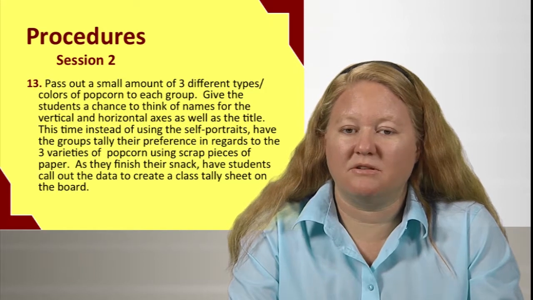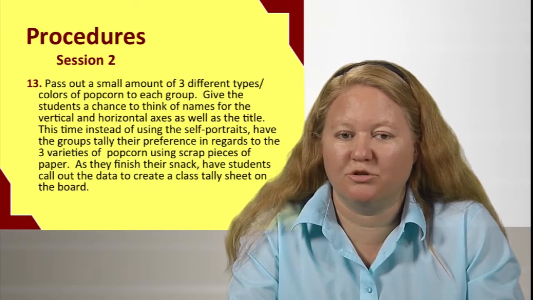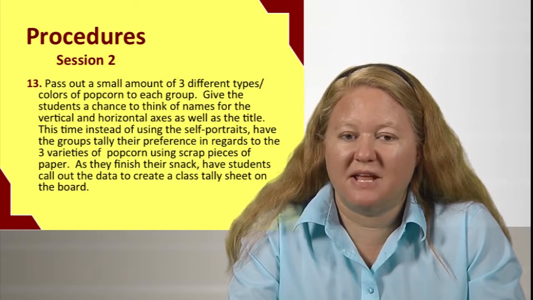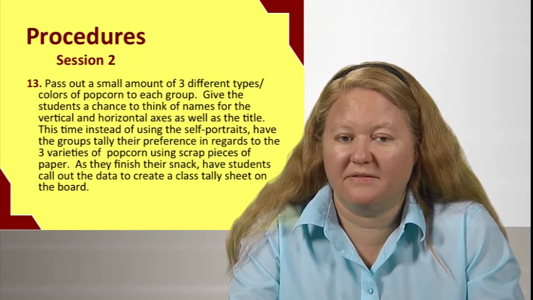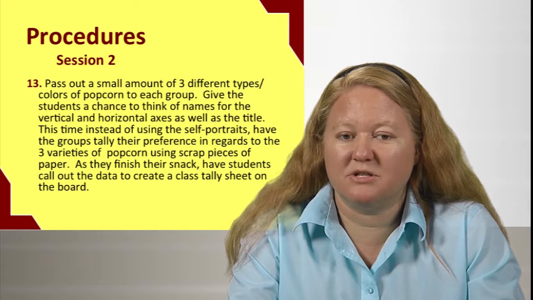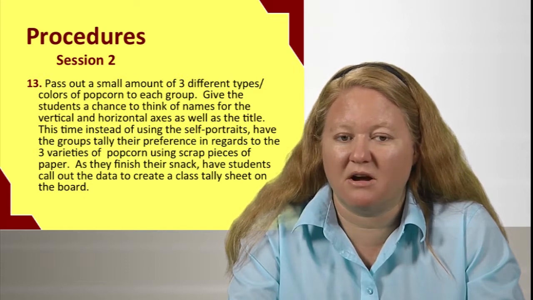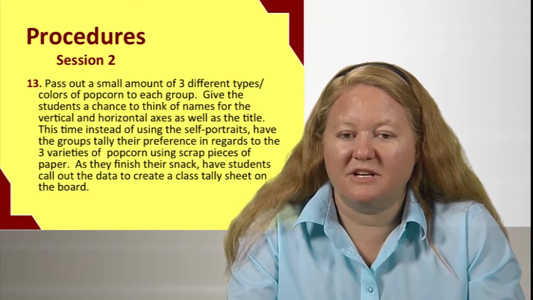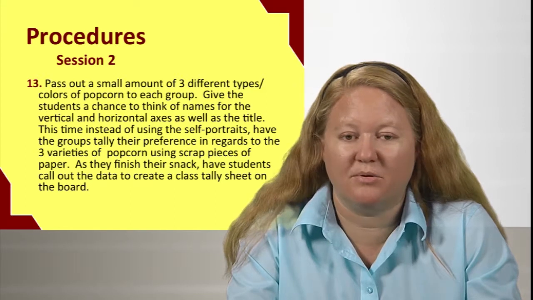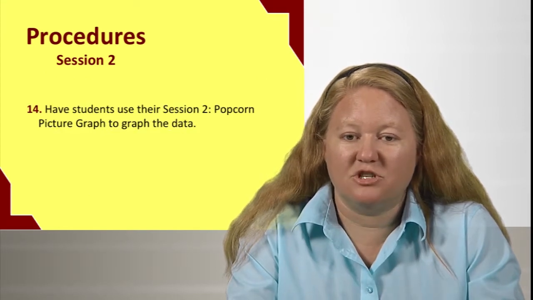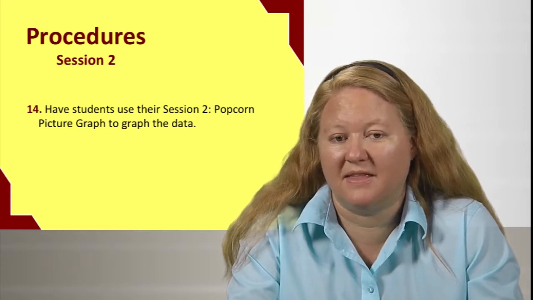Pass out a small amount of 3 different types of popcorn to each group. Give the students a chance to think of names for the vertical and horizontal lines, as well as a title for their graph. This time, instead of using the self-portraits, have the groups tally their preferences in regards to the 3 varieties of popcorn using scrap pieces of paper. As they finish their snack, have students call out the data to create a class tally sheet on the board. Have students use their Session 2 popcorn pictograph to graph the whole class data that they collected in small groups based on the 3 types of popcorn.